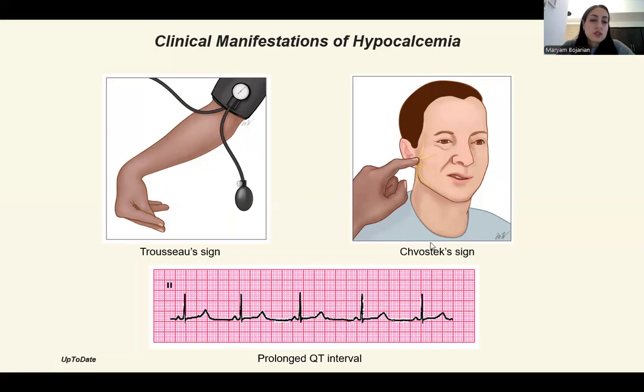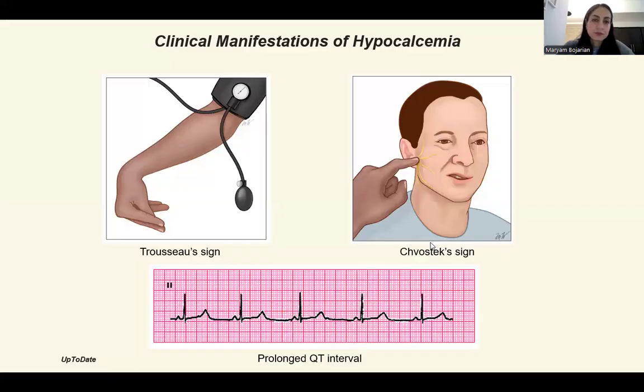And it's really important to make sure that you order an EKG for your patient with hypocalcemia, and you will see a prolonged QT interval. Just as a reminder, the normal QT interval is less than or equal to 0.44 seconds. It's important to check the EKG just to make sure that your patient does not develop a prolonged QT interval.